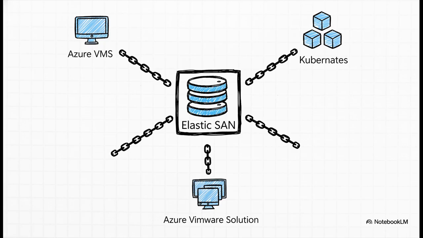First up is compatibility. Elastic SAN uses the standard iSCSI protocol. Just think of that as a common language for sending storage commands over a network. And because it uses this standard, it can connect to almost anything. We're talking Azure VMs, Azure VMware Solutions, and even Azure Kubernetes Service clusters. You can literally set up one SAN and have it serve as the storage backend for all of them. Now that is the power of consolidation.